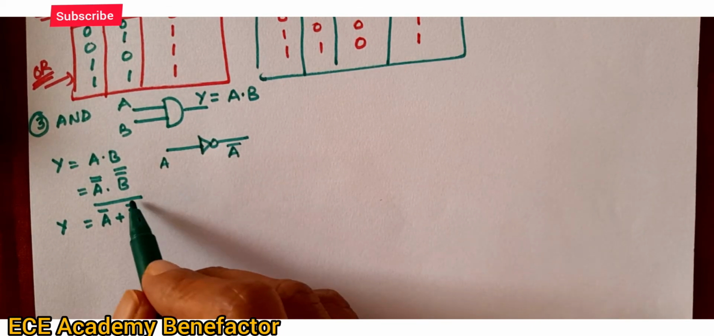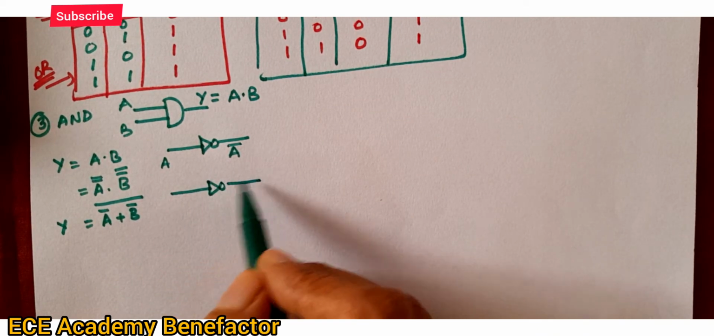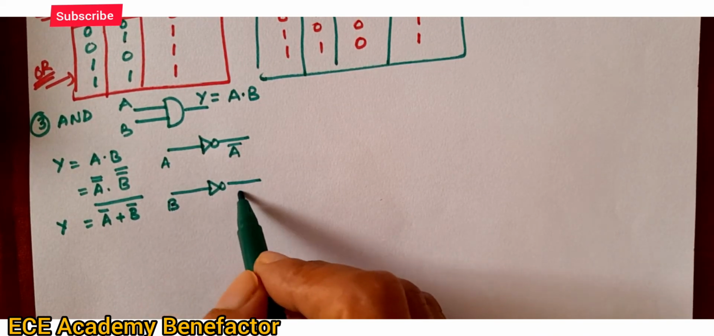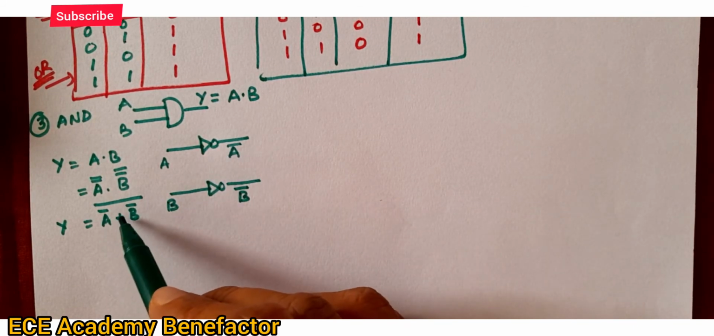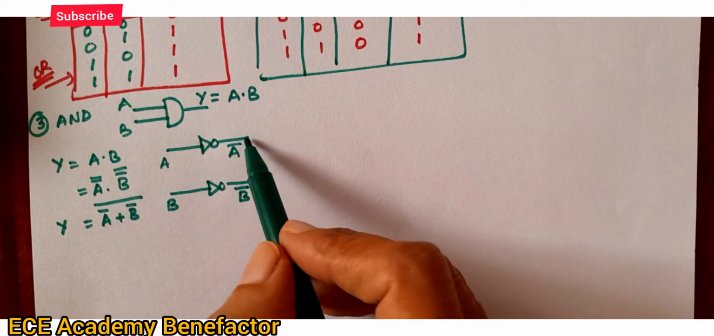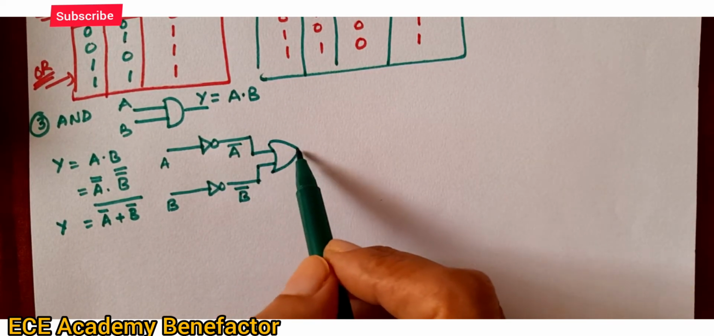Now B bar, you want to get B bar. So give B to a NOT gate, so it becomes B bar. Now A bar, B bar, what are they given to? They are given to a NOR gate.